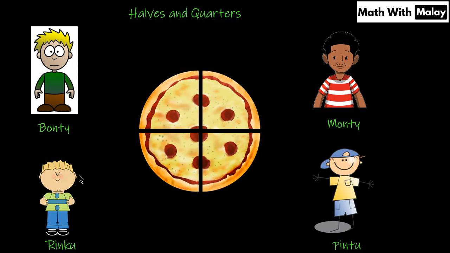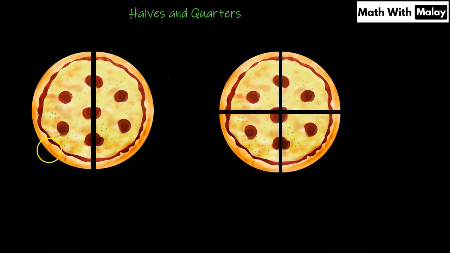So let's see how we represent this now. Here we discussed that this is divided into two halves. So what do we mean by that? Two halves means the whole is being divided into two and we are taking one. So we write it in the form of 1 over 2 or 1 divided by 2, which means there are two parts and I'm talking about one part. So that's why I call it 1 over 2.